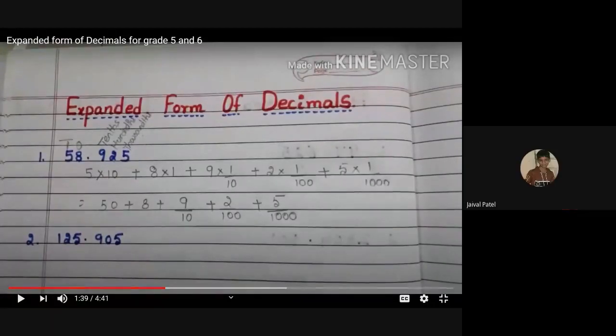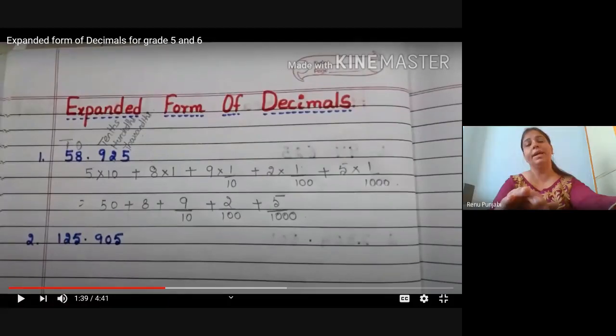Yes, Dhruvi. Ma'am, in this it is written 5 multiplied by 10 and so on, so we can write 50 directly plus 8 plus. Yes, you can write directly. And if you want to expand in this way, you can expand in this way also. Because what is the place value of 5 here? 10. 10 times 5. Right?